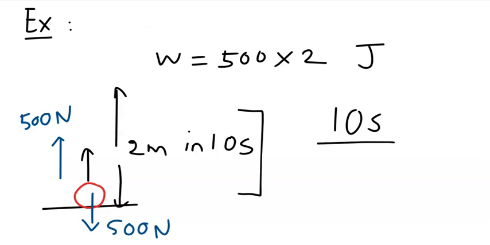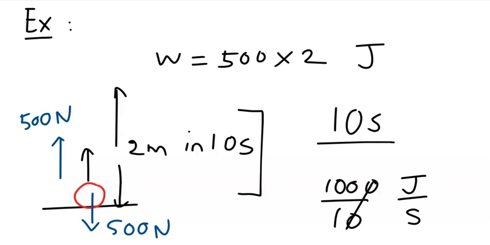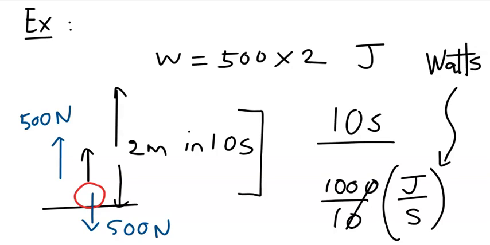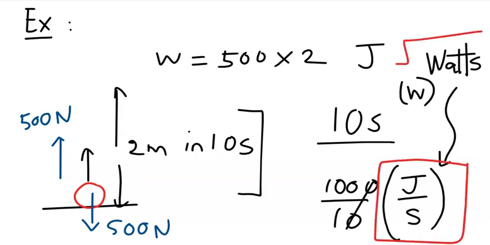So we say the rate of work done in this case is 1,000 over 10. So 1,000 is the joules and 10 is in seconds. So the power for this activity, the power generated by you, is 100 joules per second. Now, this joules per second can also be written as watts with an abbreviation W. So the SI unit for power can be joules per second or watts.